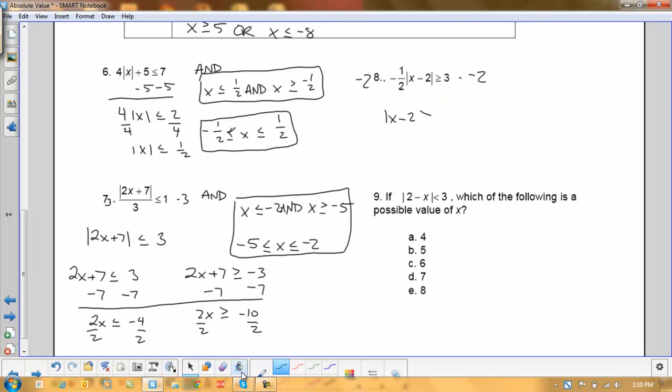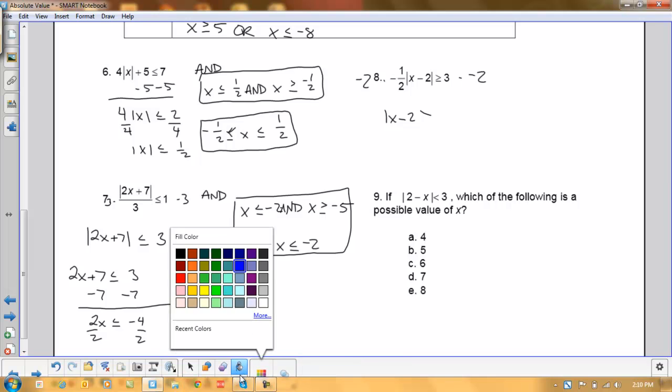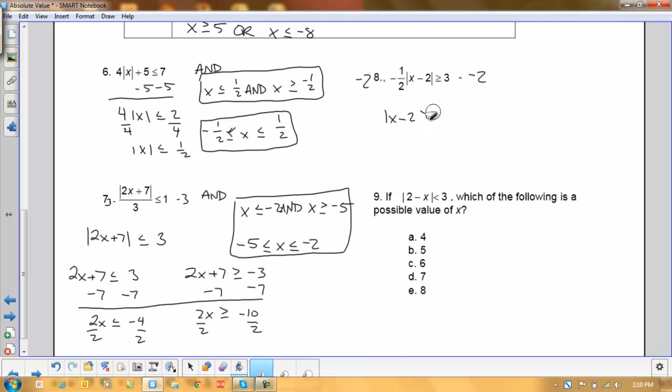Now, because I multiplied by a negative number, I've got to switch my symbol, and that's going to be negative 2. Sorry, negative 6, because 3 times negative 2 is negative 6. Remember, whenever you multiply or divide by a negative number, you have to switch the inequality symbol.